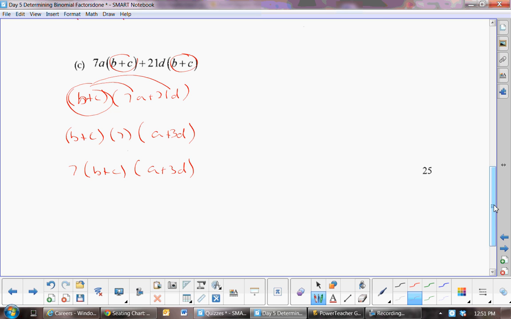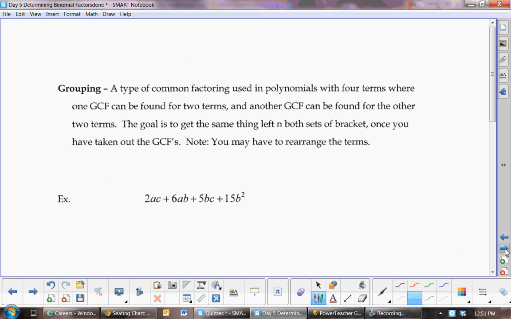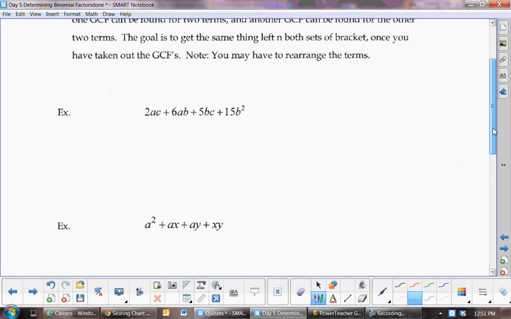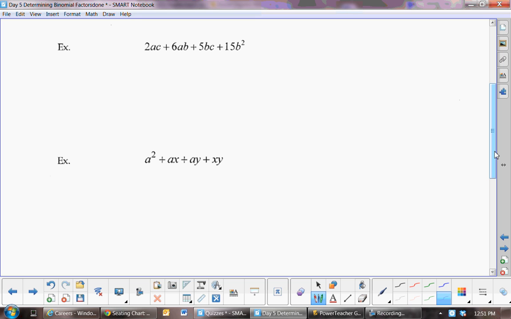Okay. Now, what we're talking about is grouping. Now, a type of common factoring used in polynomials with 4 terms. You see what all the rest had? 4 terms, where one GCF can be found for 2 terms, and another GCF for another 2 terms. The goal is to get the same thing in both sets of brackets. And then we can do what we just did on the last page. Okay? So here's what you do. This is a really good skill to learn because you're going to be using it a lot. So I want to look at, let's take these two and then these two.